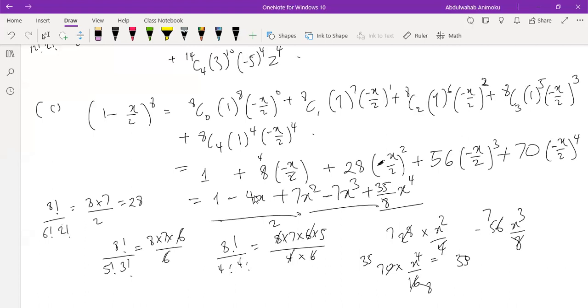Okay. Now, this is the first 5 terms. If they ask what is the coefficient of x cubed, the answer is just going to be minus 7. Okay. So the mistake that most students make is they don't simplify. Before you give the final answer, the coefficient of x cubed is not 56. It is not 56. It has to be, when you simplify 56 with whatever number you have coming from this minus x over 2 raised to the power 3. So take note of that.